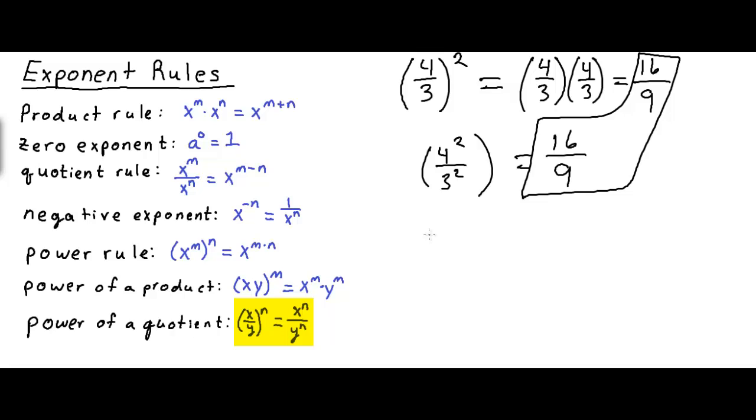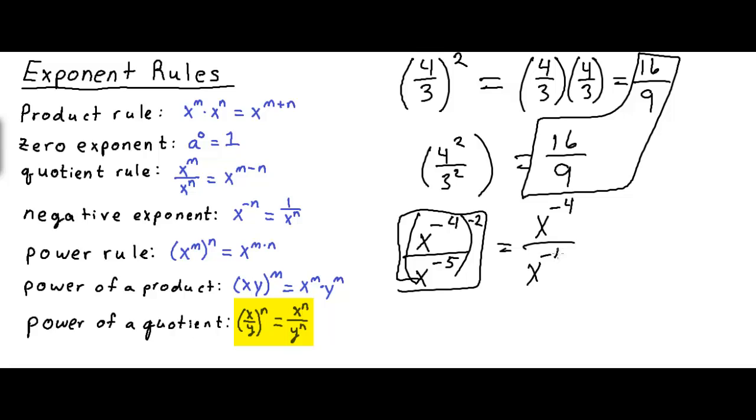Again, let's look at a little bit more of a difficult problem. We have x to the -4th over x to the -5th. However, this quantity is to the -2 power. So we have x to the -4th over x to the -5th, all to the -2. Again, using that quotient rule, or the power of a quotient, we're going to distribute out that -2. So we're going to get x to the -4th to the -2, all over x to the -5th to the -2.